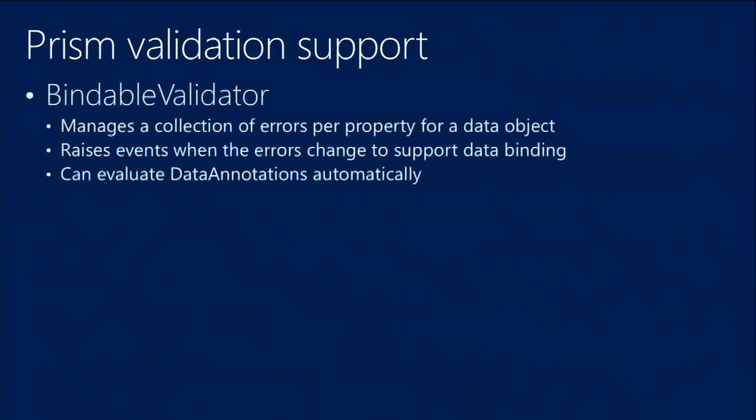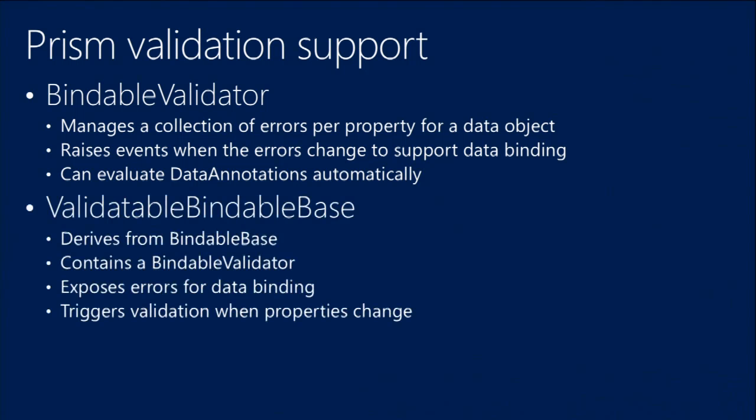So what Prism does for this is there are several classes that support this. First off, there's a class called BindableValidator. We'll see it in the demo. This is the thing that evaluates the rules and then maintains a list of errors per property on the object that it's attached to. So it's basically a little helper object that will do all the validation stuff, but it kind of hangs off of some data object itself as sort of the repository of error information associated with that object.